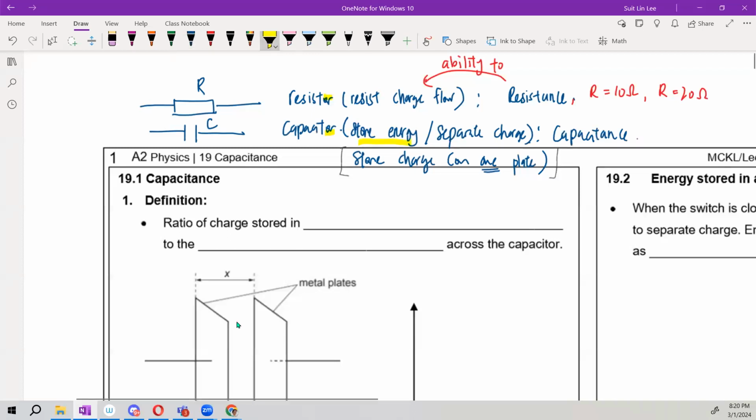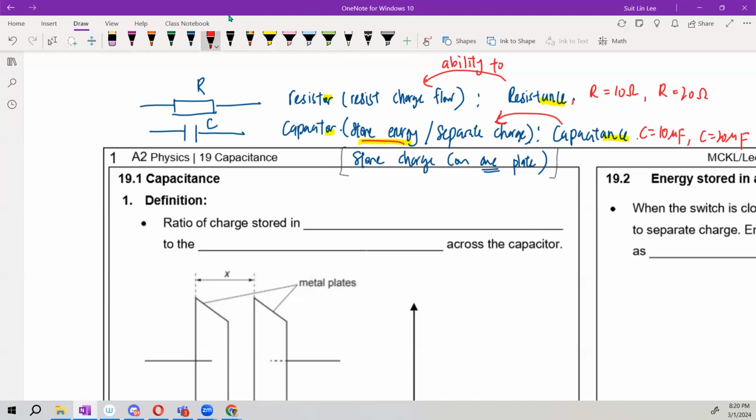So again, the larger the value of C. So let's say I have C is 10 microfarad versus C is 20 microfarad. The larger the C, the better it is, or the easier it is to store energy.